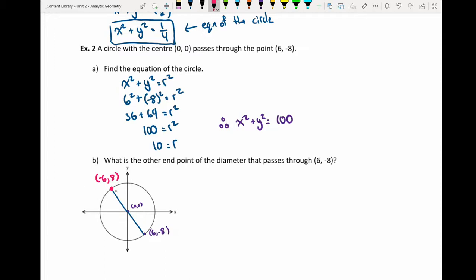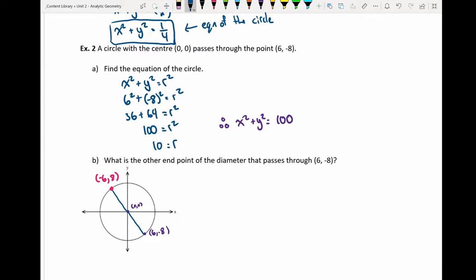Anything in this quadrant, the y values are going to be positive and the x values are going to be negative. And I know that this is going to be the other end because if I were to calculate the equation using this point and this center, (0, 0), I would get the exact same answer.